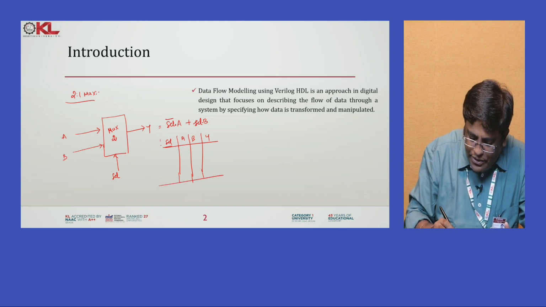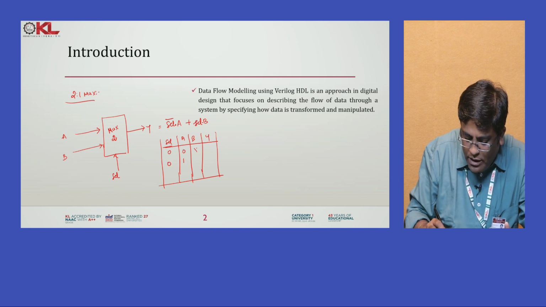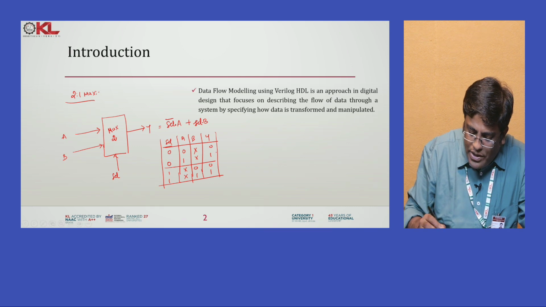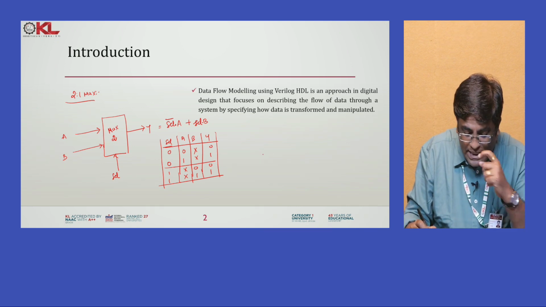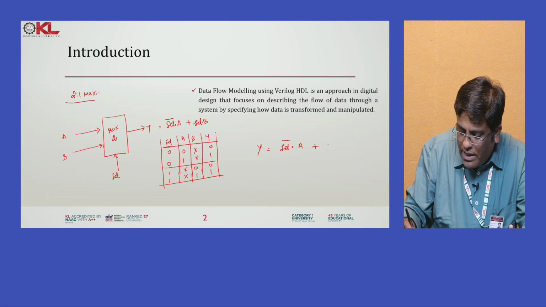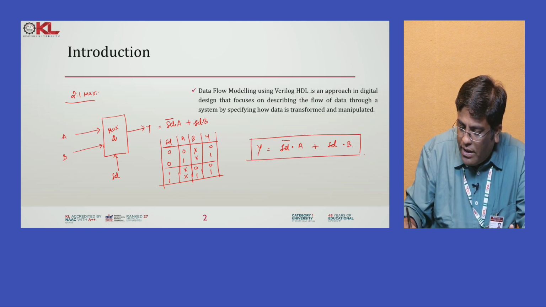According to the table we know that whenever select bar is active, A should be available irrespective of input B. Whenever select line is 1, irrespective of input A, I want to get output B. So I can write 0 1 0 1 without any confusion. Now we know the expression, right? In data flow modeling, it's very important. What is the expression? Y is equal to select bar dot A plus select line dot B. We know about it very clearly.